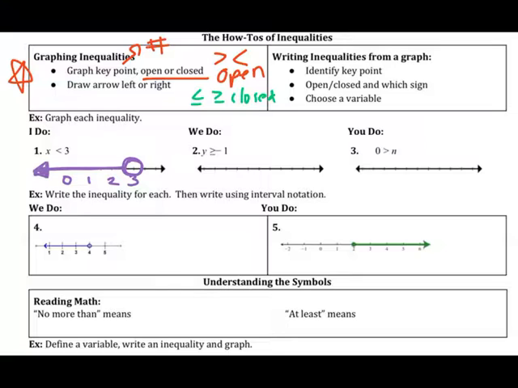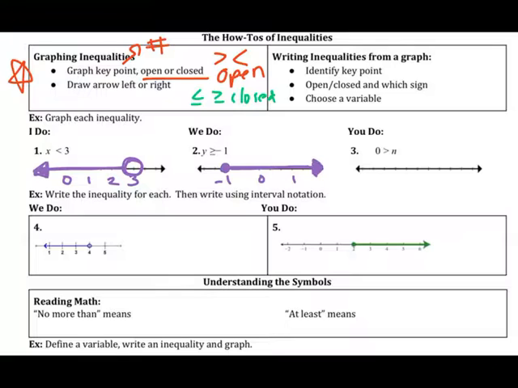Looking at number 2, in your head, ask yourself, what is that key value? And should it be open or closed? Just take 3 seconds. What is that key value? And should it be open or closed? Okay, that key value is -1, and it should be closed because it says greater than or equal to. Now ask yourself, after you've plotted that point, should it go left or right? It should go to the right. There should always be an arrow on the end when we're talking about something that's going on forever.